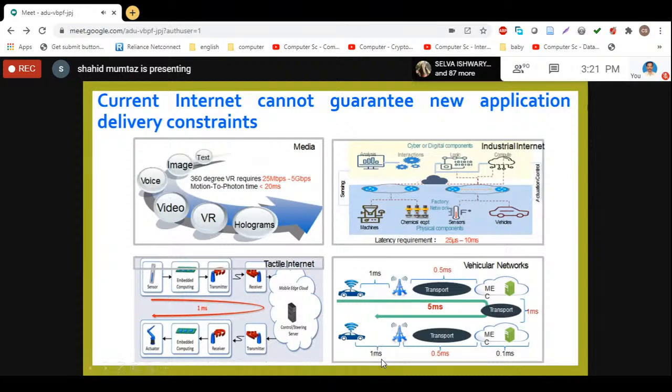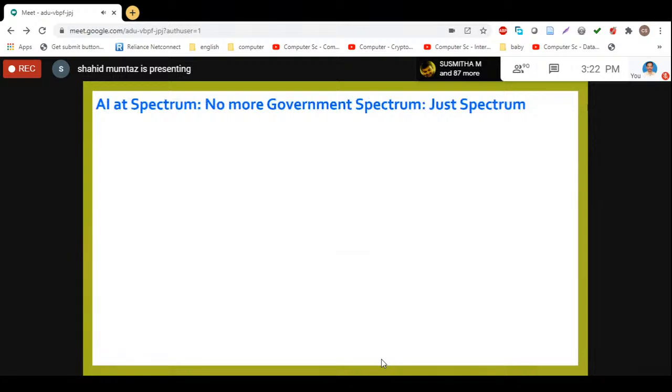Okay, so if you see all the use cases which I explained to you in 6G, the main idea of 6G is to decrease latency. In media, we started with text, images, voice, and now we end up with the hologram. In industry, we need to connect the industry, and the latency should be around 25 milliseconds to 10 milliseconds. In tactile internet, you want to send your feelings, with less than 1 millisecond, and vehicular networks also need low latency. So you can see latency is the main key parameter for 6G. It is very difficult to decrease the latency and improve the throughput or server efficiency at the same time, so that will be the main target of the next generation network.